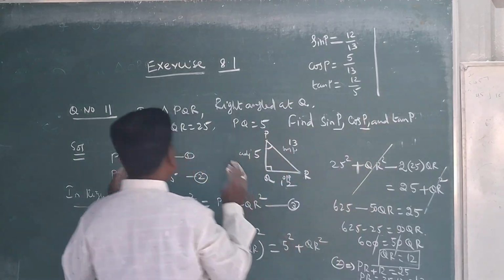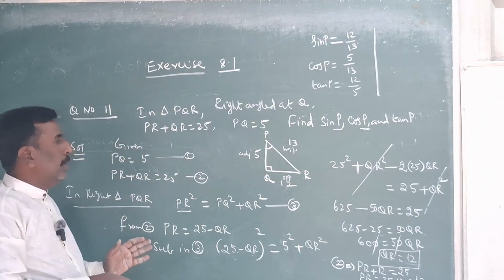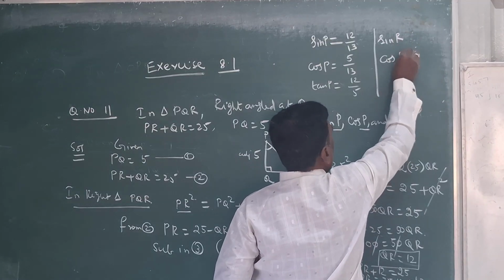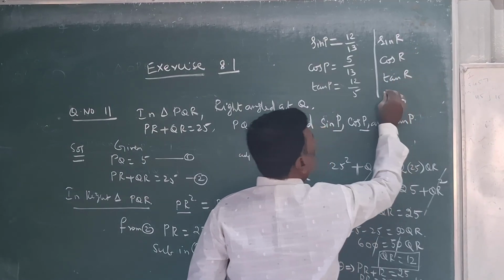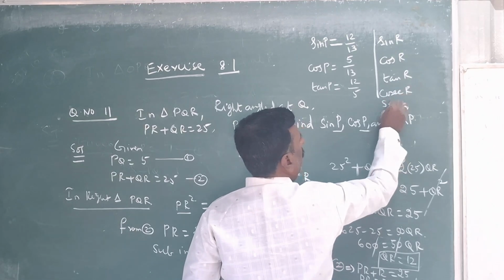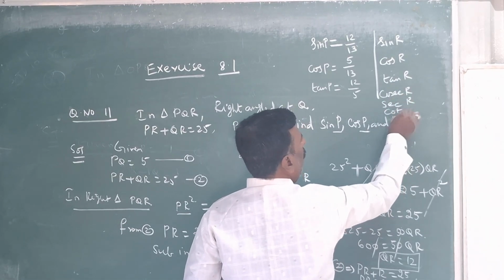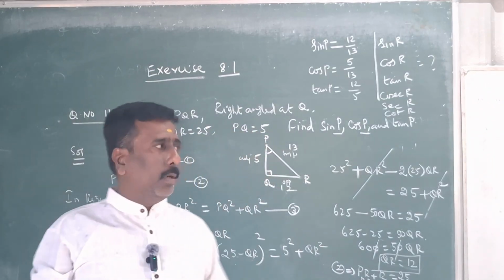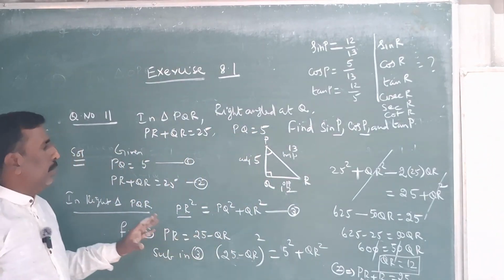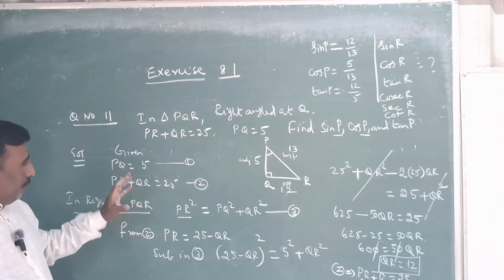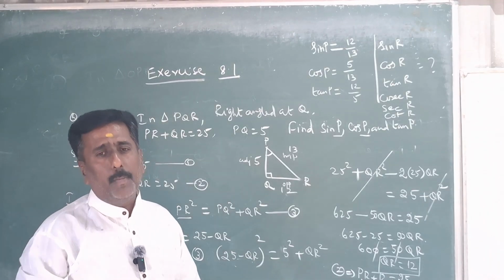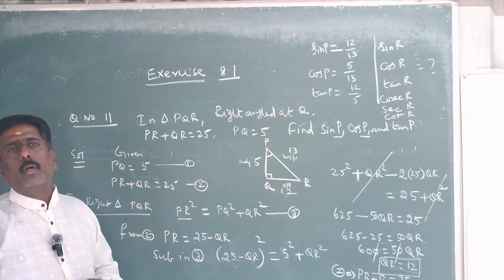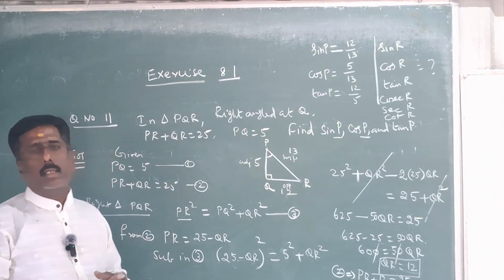Suppose in the same problem in board exam, they will ask sin R, cos R, tan R, cosecant R, secant R, cot R. I need answers in comments. So complete these 2 questions. And similarly, there are so many problems in the textbook. You do all the problems. Any doubt, put in comment. We will discuss in next class. Thank you.